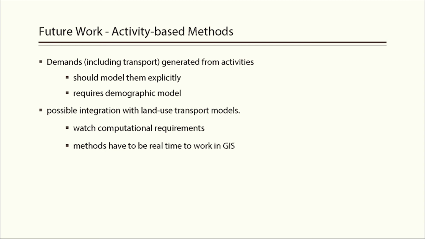The approach that we used in our initial prototype was to model demands based on building profiles and household profiles. These are generated from survey data. A better approach, and one that's more in tune with transport modeling, is to have activity-based methods in which activities generate demands. This sort of approach would necessitate the use of a demographic model, albeit it would allow us to integrate with land use and transport systems. The computational requirements could be high, however, and we wouldn't want to give up our ability to work within GIS frameworks.